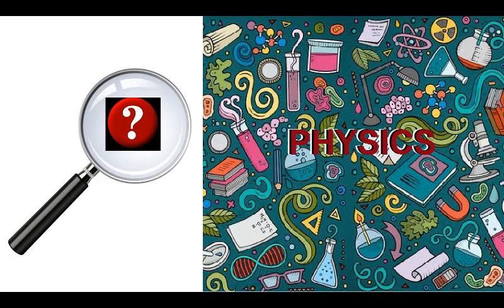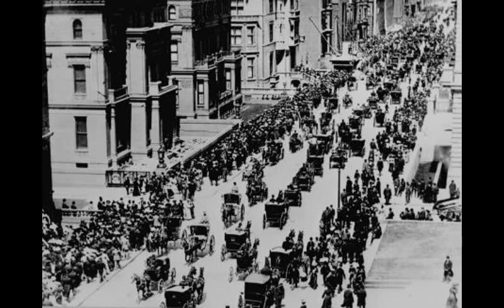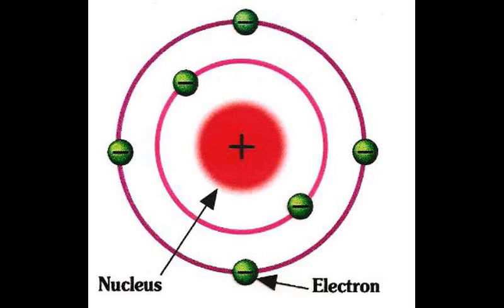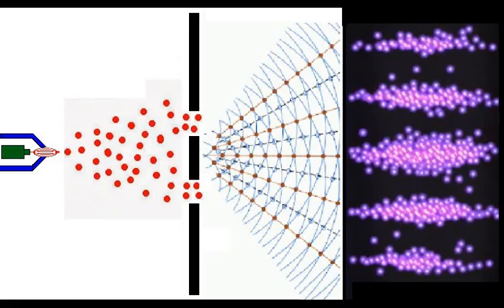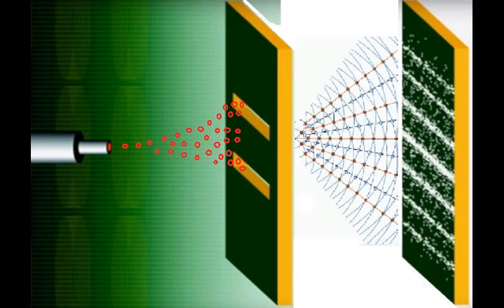Another famous mystery of physics is the double-slit experiment, first performed over 100 years ago. Quantum mechanics says that electrons sometimes act like particles and sometimes like waves. If a beam of electrons is shot at a metal sheet with 2 parallel slits, an interference pattern appears on a second receiving sheet, as if the electrons were acting like waves.